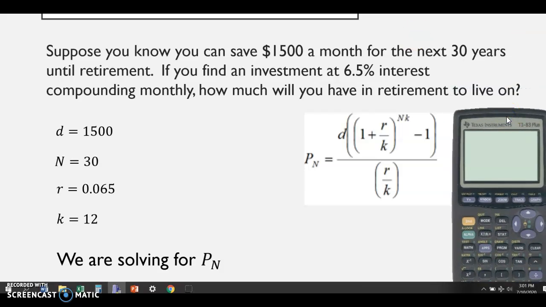So we have a deposit of $1,500 a month for 30 years. We have an investment of 6.5% compounding monthly, and we want to know what our end amount, the piece of N, what our retirement will be.